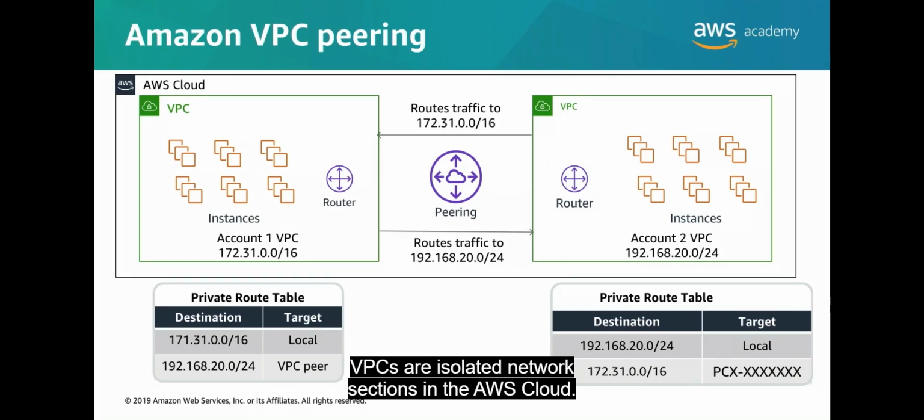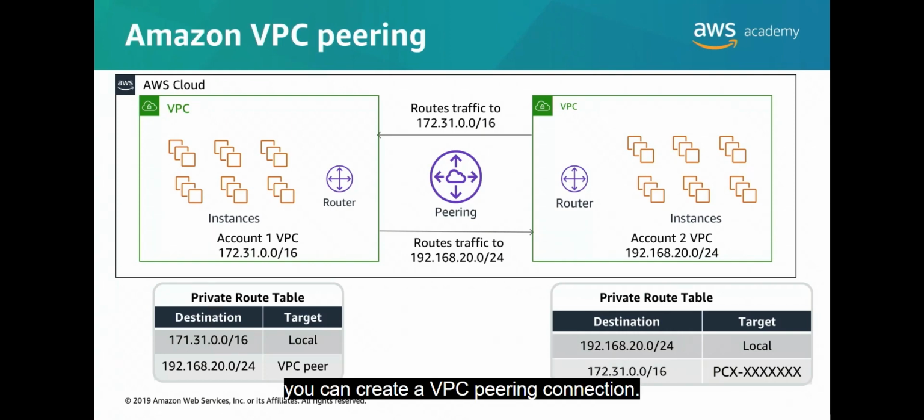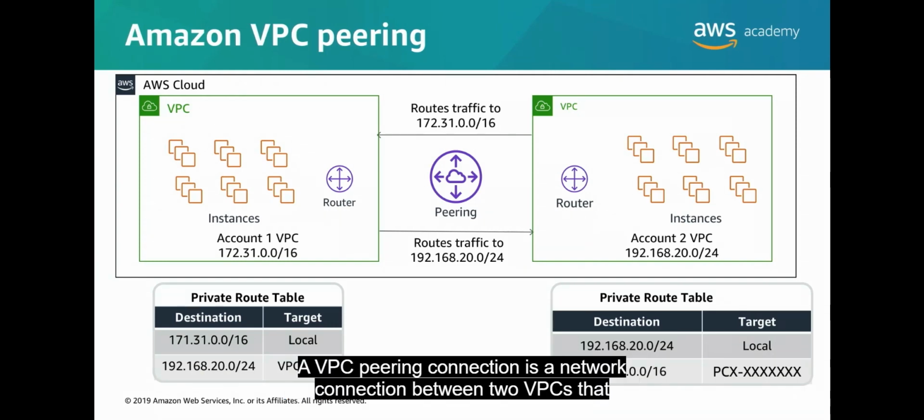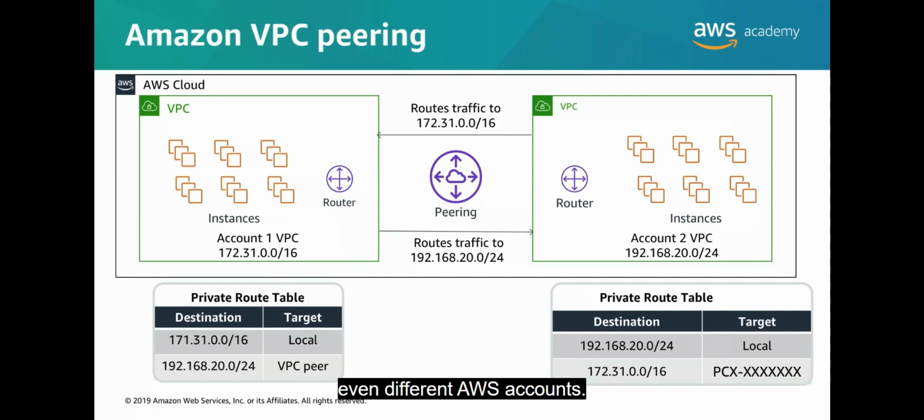VPCs are isolated network sections in the AWS cloud. If you must connect two VPCs to exchange traffic or data, you can create a VPC peering connection. A VPC peering connection is a network connection between two VPCs that enables you to route traffic between them by using private IP addresses. The VPCs can be in the same region, in different regions, or even different AWS accounts.